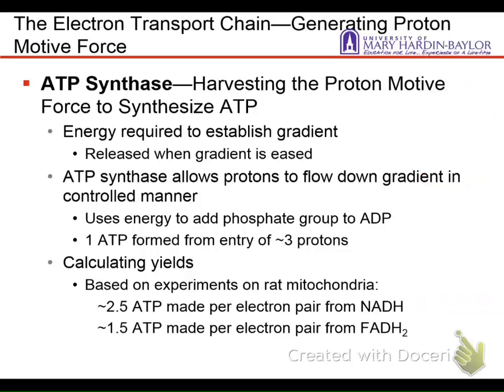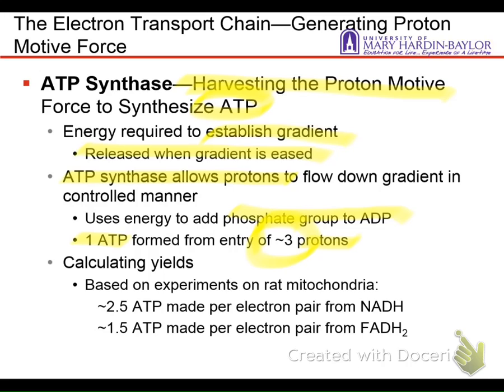ATP synthase is involved in harvesting the energy from that proton motive force, and that's used to synthesize ATP. We need that gradient to do that. The gradient has energy, but the energy in the gradient is released as the protons flow back through. ATP synthase actually allows the protons to flow down that gradient, and as they flow, an inorganic phosphate group is added to ADP to make ATP. And typically, about 3 protons need to flow through to produce 1 ATP.